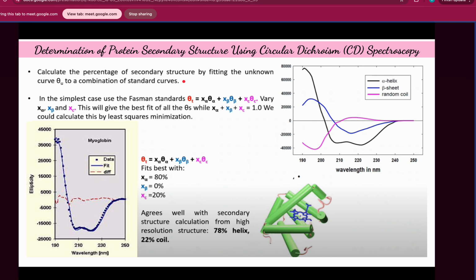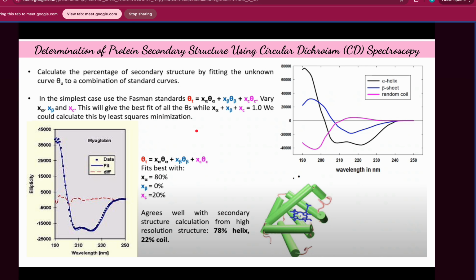In this case, with the help of CD spectroscopy, we can also calculate the percentage of secondary structures by fitting the unknown curve, which is theta u, to a combination of standard curves. So according to the simple case, what is the equation? Theta u equals x alpha theta alpha plus x beta theta beta plus x c theta c, which means alpha helix, beta sheets, and coils. So x alpha, x beta, and x c tell you the percentage of alpha helices, beta sheets, or random coils present in the sample.